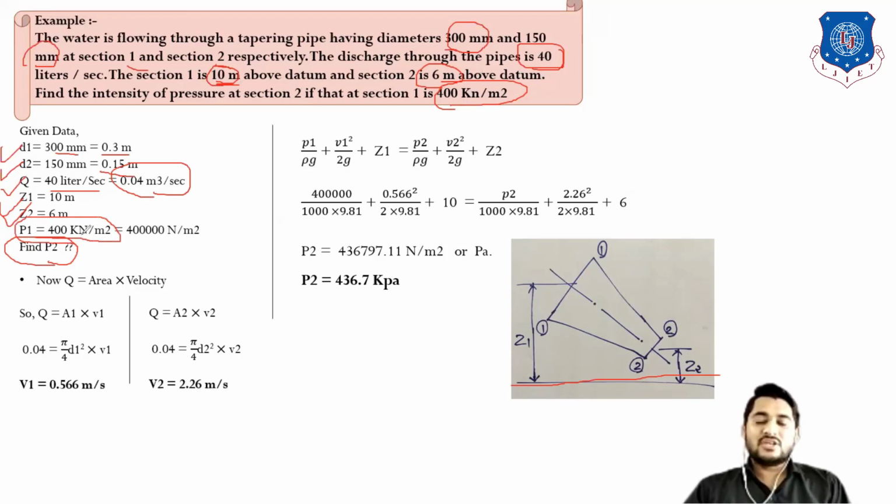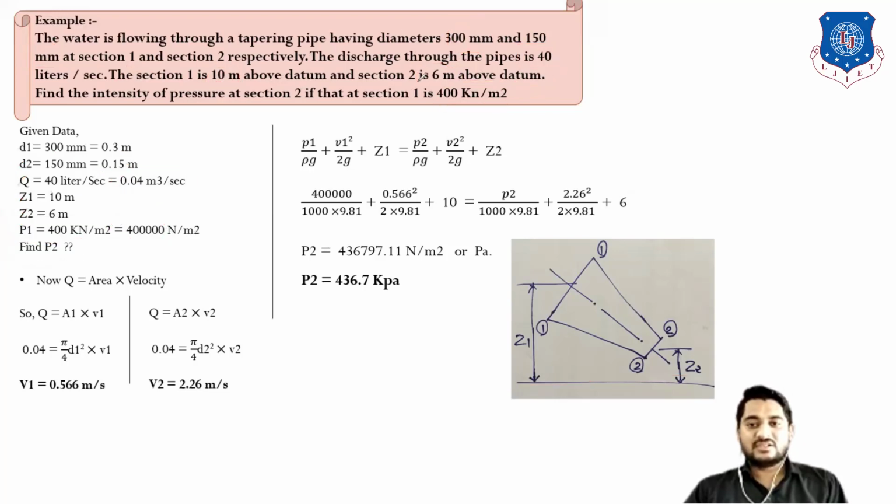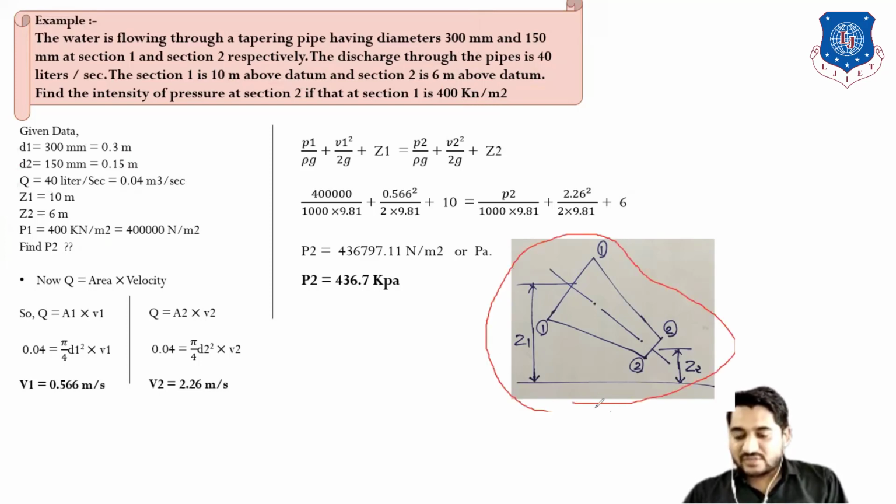The SI unit of pressure is Newton per meter square. So we have to convert kilonewton to Newton. So into 10 raised to 3. So 400 into 10 raised to 3 Newton per meter square. Clear guys? Let us draw sketch of this given data.